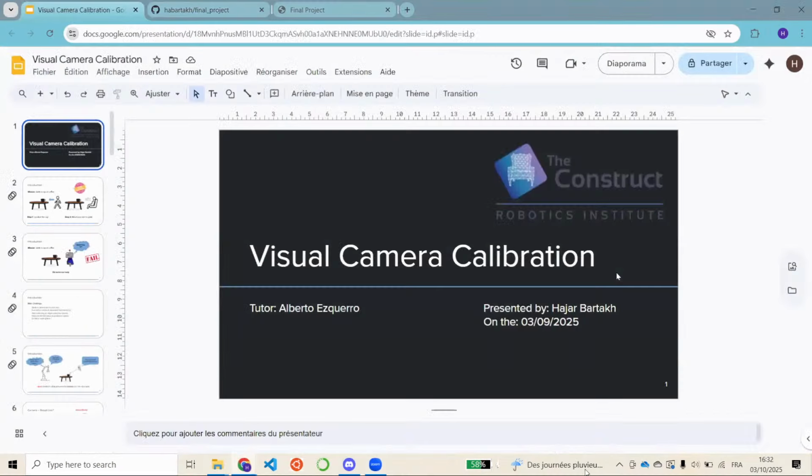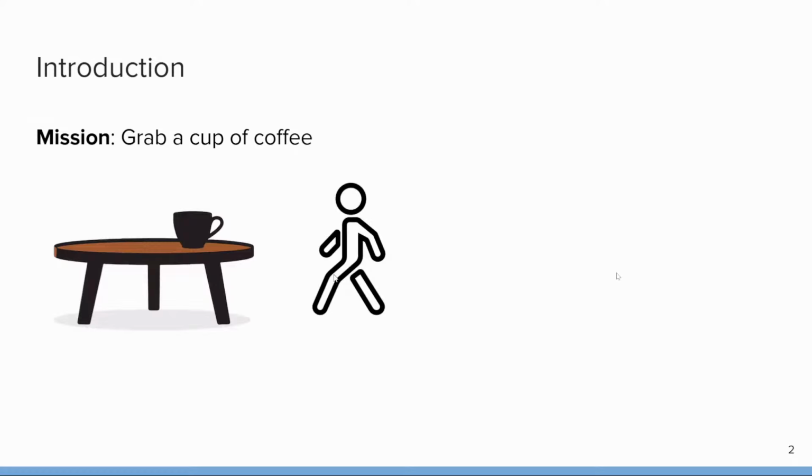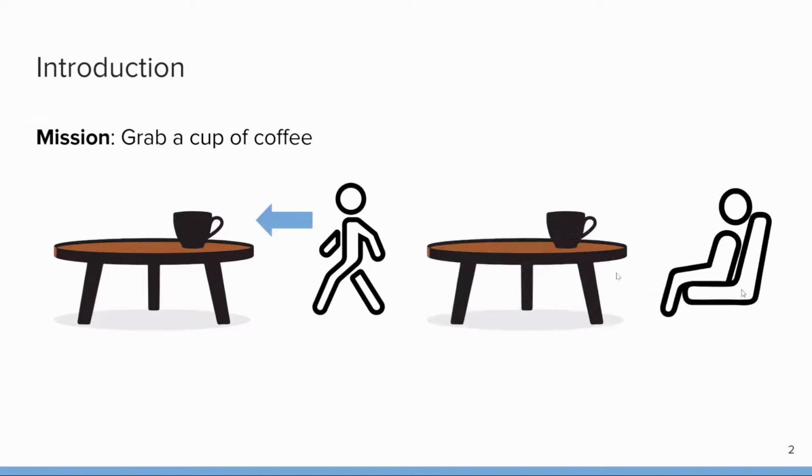So I will just start the slideshow. My project is going to be about visual camera calibration. First things first, we will just give an example. If I give you a mission, which is to grab a cup of coffee, any person, if away from the cup of coffee, is going to go towards it and grab it. Or if immobile, sitting somewhere, is just going to reach out an arm and grab the coffee.